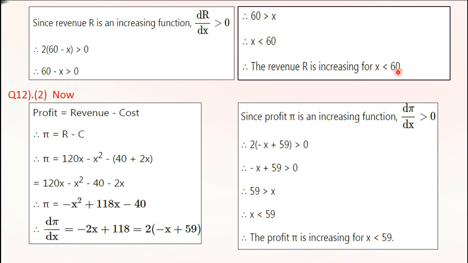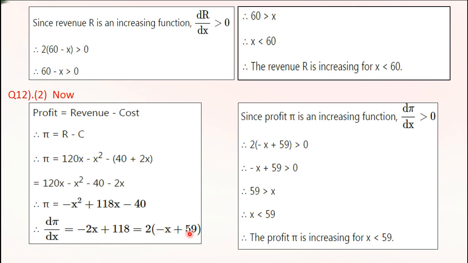Now question number 12, second one, profit. Profit is equal to revenue minus cost, that is pi is equal to R minus C. R is 120x minus x square, minus C which is 40 plus 2x. Now we will open this bracket: 120x minus x square minus 40 minus 2x. Therefore pi is equal to minus x square plus 118x minus 40. Now we will find the first derivative with respect to x, that is d pi by dx, which is equal to minus 2x plus 118, which is equal to 2 into (minus x plus 59).